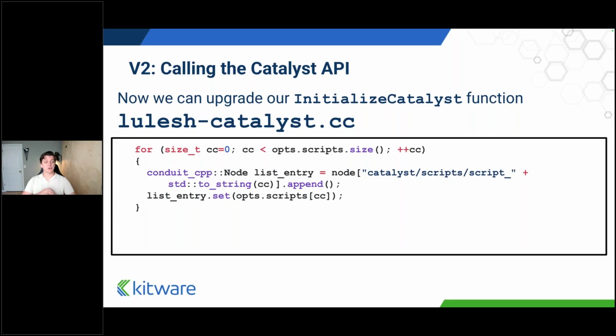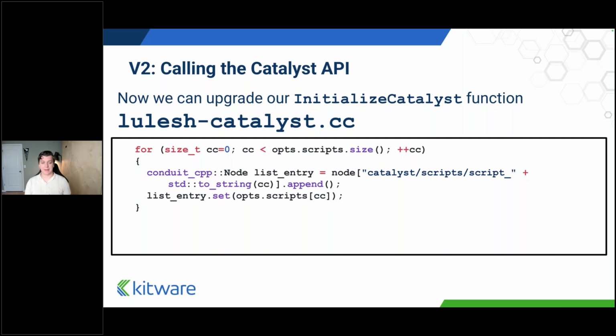So here we're going to create a list node, which is a leaf of our conduit node that we initialized at the beginning of our initialize script. We're going to give a path to Catalyst scripts and then the script name. The script name can be anything. We're going to call it script underscore and give it an index. That's going to be the name of our script, under this Catalyst scripts path. Then we're going to set that list entry to one of our scripts. So if we pass in 7 scripts, this will have 7 script objects that are going to be listed under Catalyst scripts.